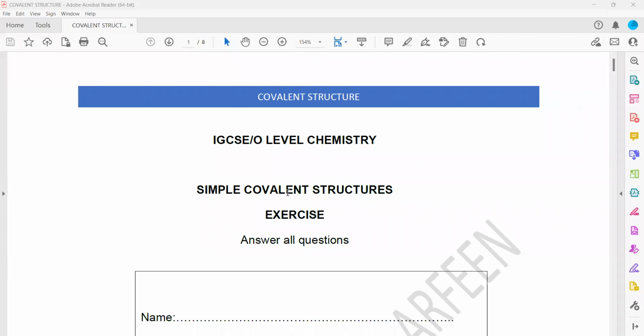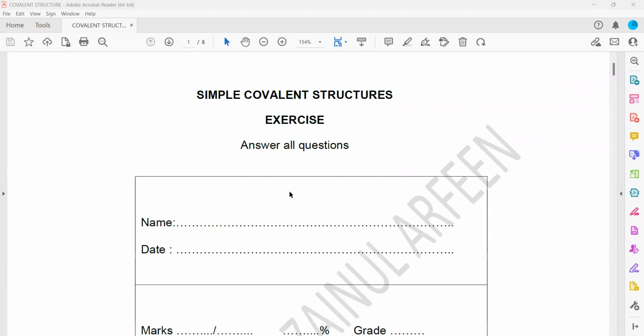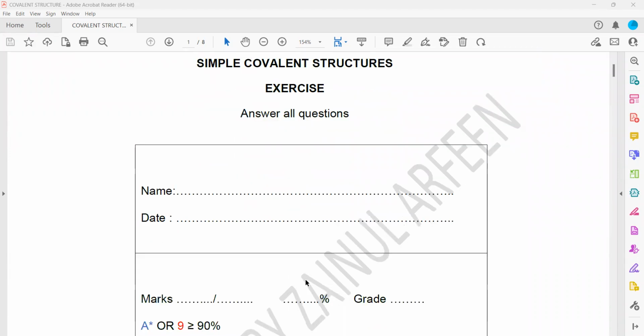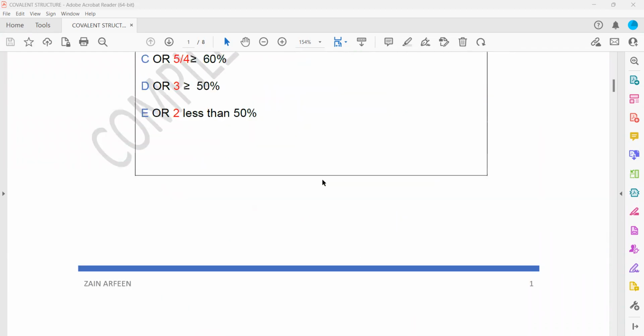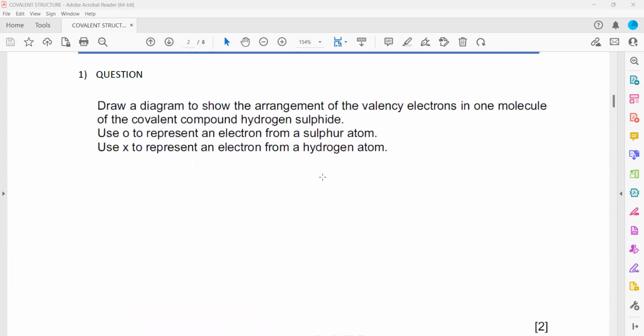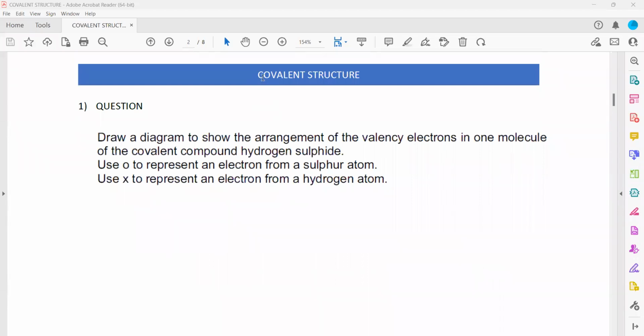This is a weekly homework exercise about simple covalent structures. We have to draw the covalent structures of different compounds. Draw a diagram to show the arrangement of valency electrons in one molecule of hydrogen sulfide, like how the molecules are arranged in hydrogen sulfide.